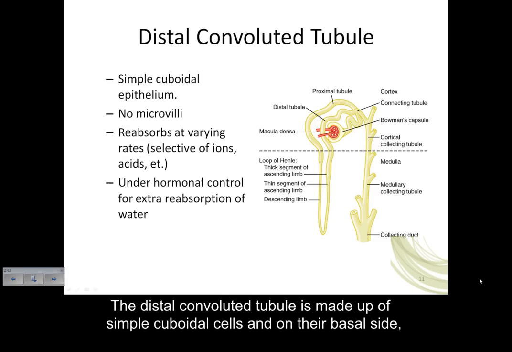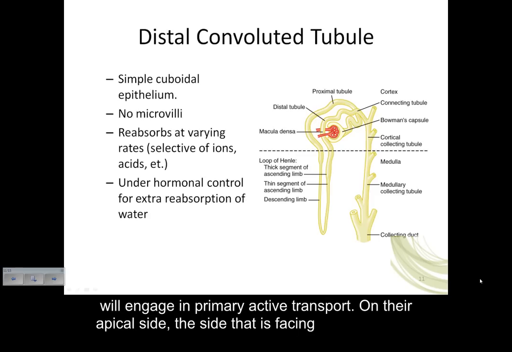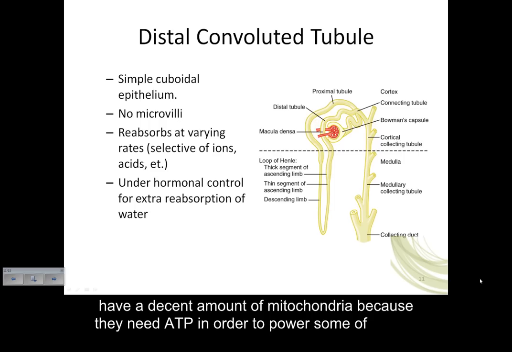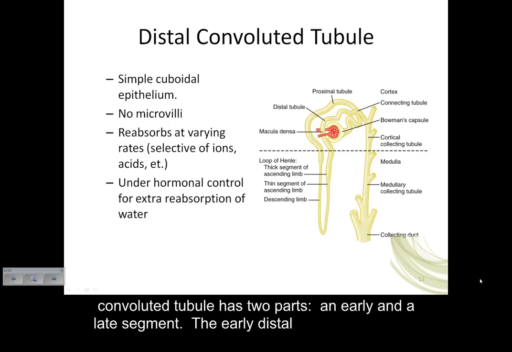The distal convoluted tubule is made up of simple cuboidal cells, and on their basal side, again, they have a lot of invaginations for the insertion of proteins. These proteins will engage in primary active transport. On their apical side, the side that is facing the lumen of the nephron, we don't see microvilli like we did in the PCT. But they still have a decent amount of mitochondria because they need ATP in order to power some of these integral carrier proteins engaged in primary active transport.